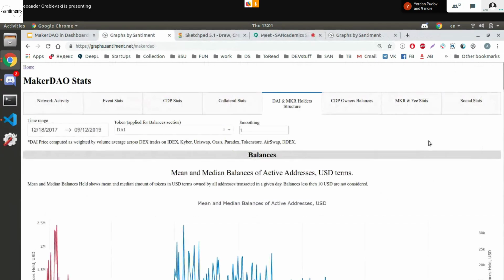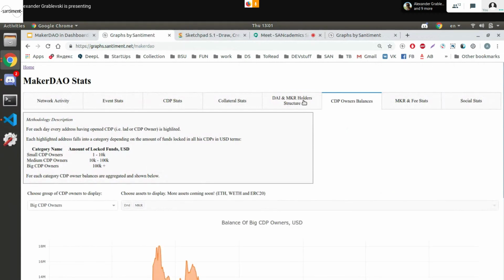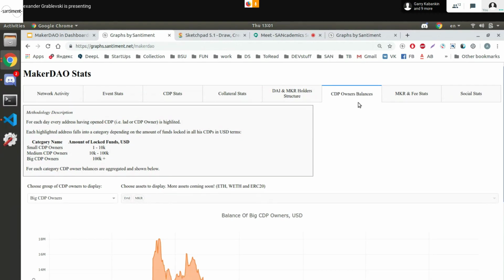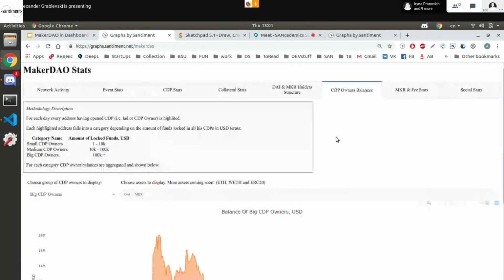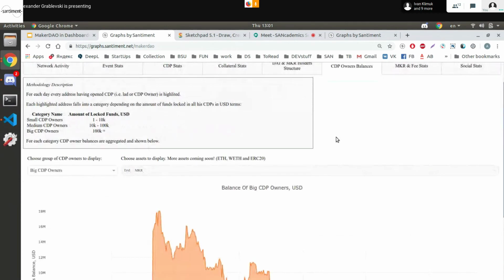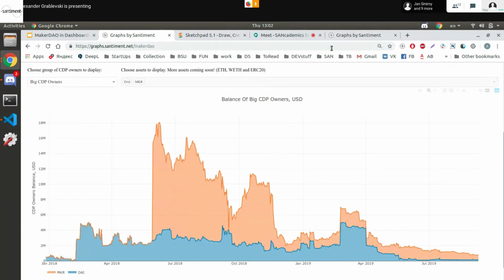And let's move to CDP owner balances. So on that point, if we try to distinguish between who owns DAI and Maker, on this part we see key addresses that have open CDPs and how they actually behave. Currently, this tab consists only of one graph, but we are going to release a new version soon.